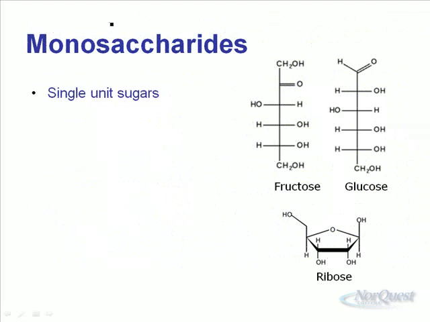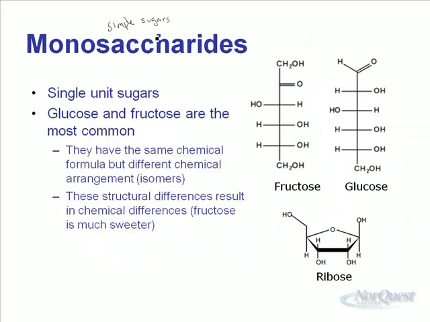Monosaccharides is another name for simple sugars. Single unit sugars, glucose and fructose are the most common. They have the same chemical formula, but different chemical arrangements. So they're isomers. They have exactly the same chemical formula.